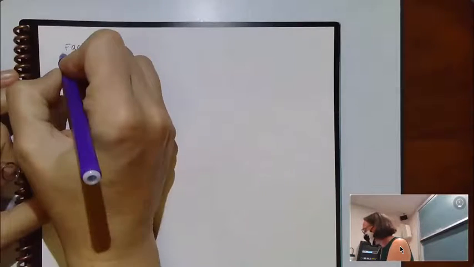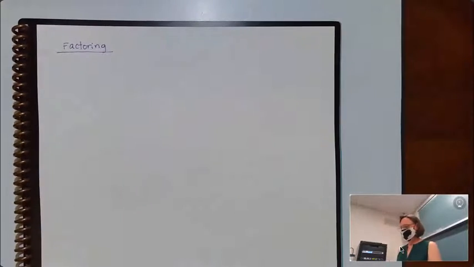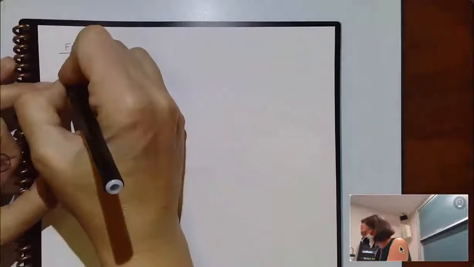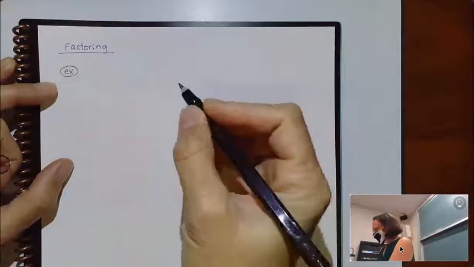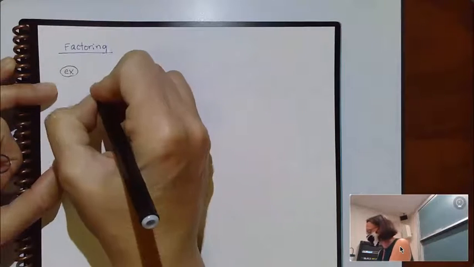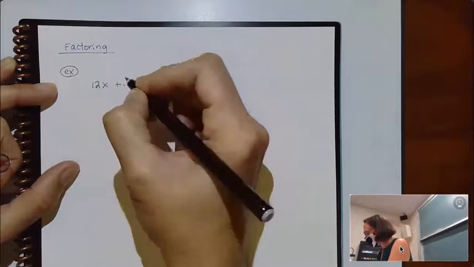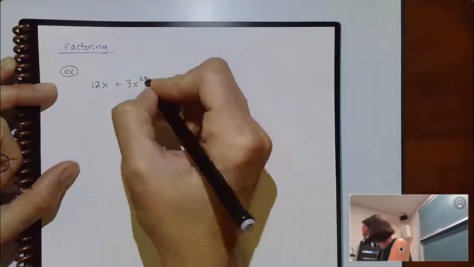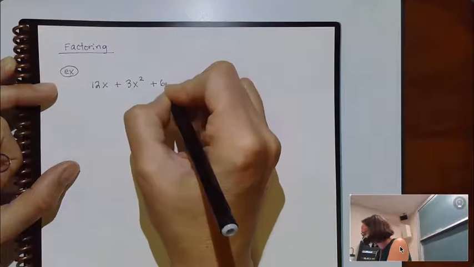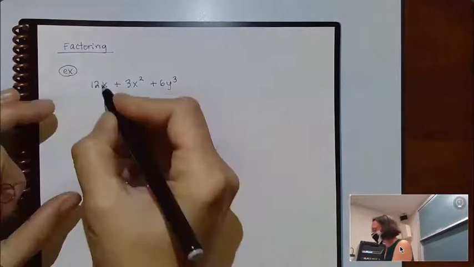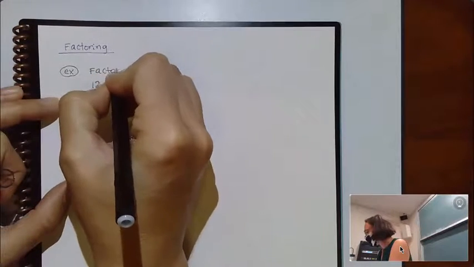There are lots of different kinds of factoring that we end up doing throughout calculus and other STEM classes. But one of our basic foundational things is just taking out something that all of our terms have in common. So for example, if I had something that looked like 12x plus 3x squared plus 6y cubed, and the instructions are to factor completely.